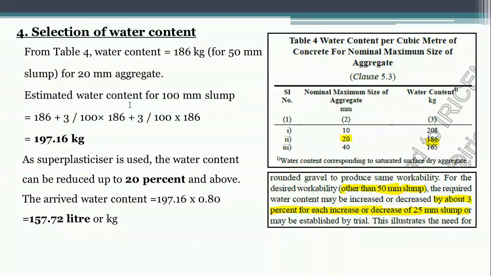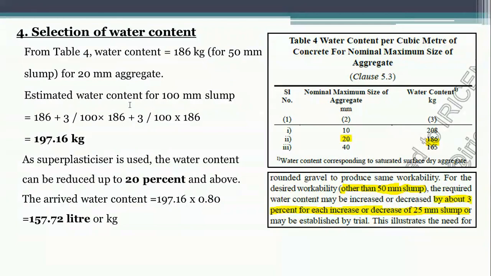So this is how we calculate the selection of water content. 186 is the water content for 20 mm maximum size and for 50 slump. Since our workability is 100 slump, we have to increase the water content by 6 percent. What the code book says is, about 3% for each increase or decrease of 20 slump. So you have to increase the slump by 50 now. So 50 means 2.5 into 2. So 186 plus 6 percent of 186, you will get 197.